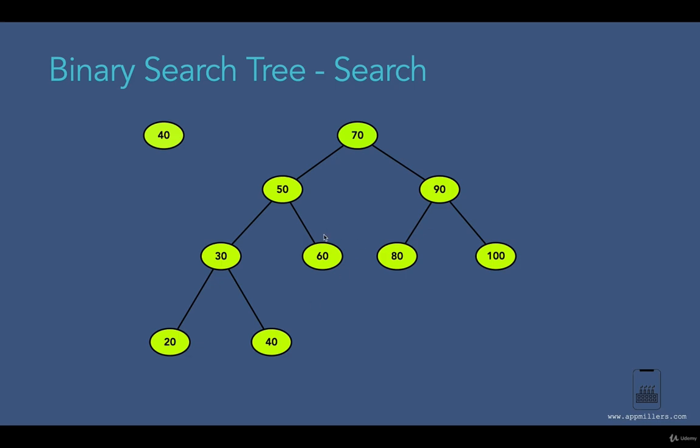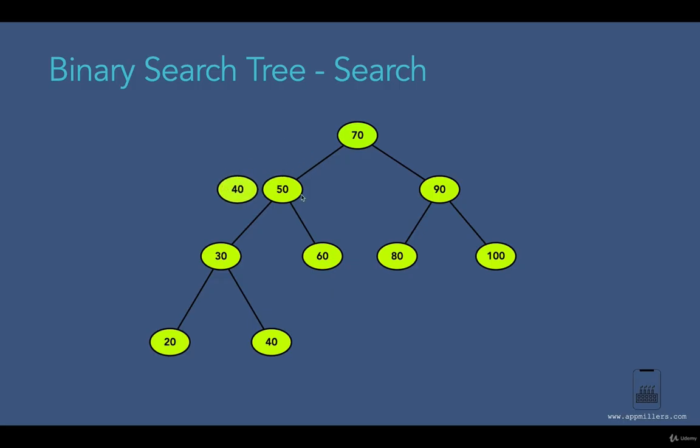So let's say we have a binary tree like this, and we want to search for the value of 40 over here. The first step is to compare 40 with the root node. We see that our root node is 70 and 40 is less than 70. So this means that we can eliminate the right subtree, and we can continue to the left subtree.